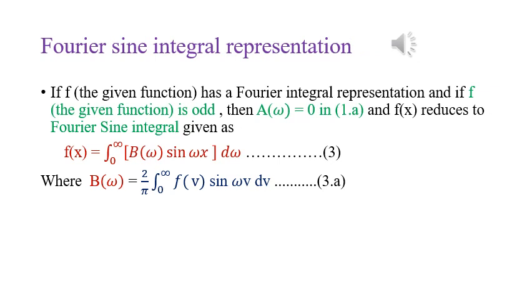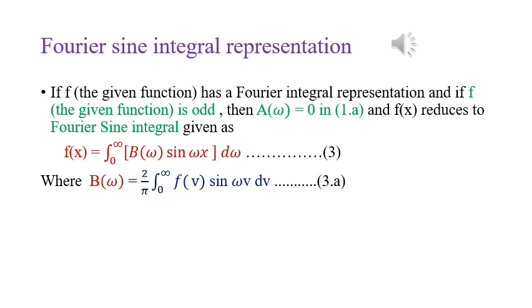Next is the Fourier sine integral representation. Now if the function has a Fourier integral representation, and if it is odd, then our first part, that is a of omega in 1a, becomes 0. How does that become 0? Because the given function is odd and cos is an even function. So odd into even, and here we are having the integral minus infinity to infinity, gives an odd function, so that will be 0.